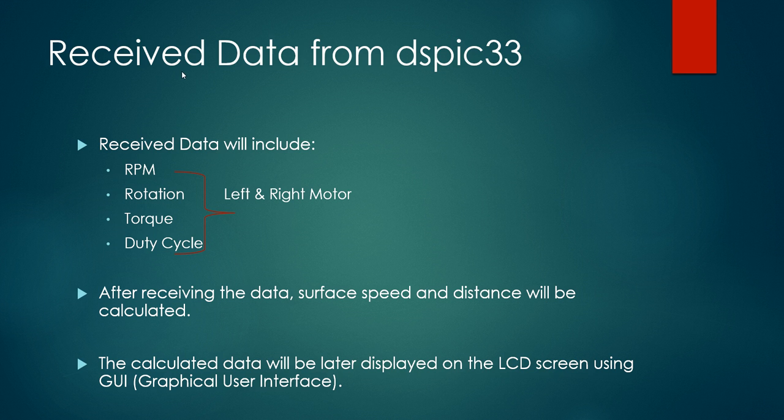As I mentioned earlier, the Raspberry Pi will be receiving data from the dsPIC33. That received data will include the RPM, rotation, torque, and duty cycle for the left and right motor. After receiving that data, the surface speed and distance will be calculated, and that calculated data will later be displayed on the LCD touchscreen using the GUI.